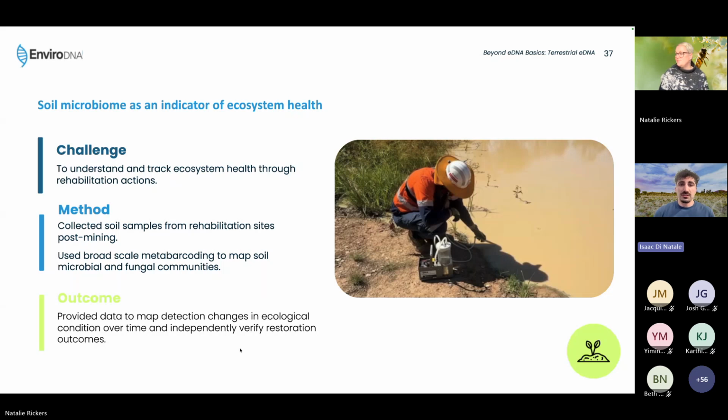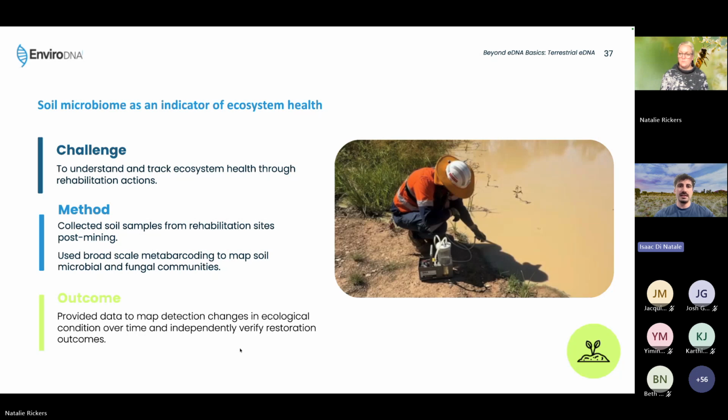So Josh touched on soil earlier, and soils host these complex ecosystems. They're made up of billions of organisms, and identifying that soil biome composition can be key to understanding some of those indicators of soil health and quality.